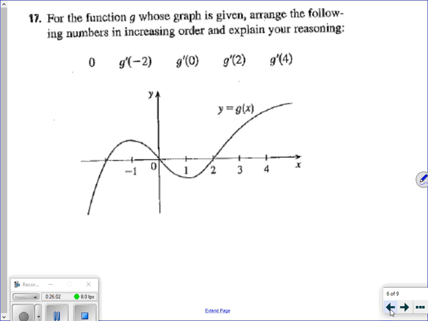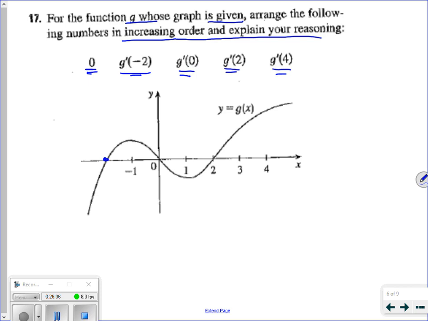It says, for the function g, whose graph is given, arrange the following numbers in increasing order and explain the reasoning. So from smallest to largest. Let's think about this. All right, we've got the value 0. We've got g prime of -2, g prime of 0, g prime of 2, and g prime of 4. So remember, that notation means the slope at that point. Okay? So for instance, 0 is just 0. That's great. G prime of -2.